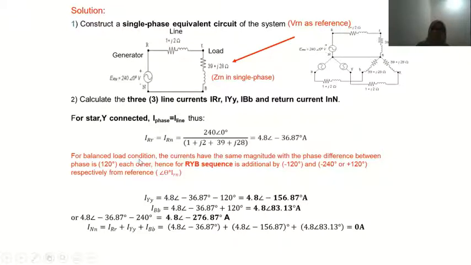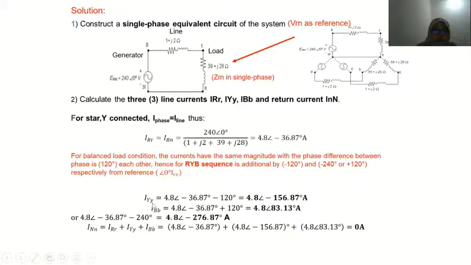Since the condition is a balanced load condition, the currents have the same magnitude, with a phase difference of about 120 degrees between each other. Since we follow the RYB sequence, you just need to add minus 120 degrees or minus 240 degrees or plus 120 degrees respectively from your reference, which is the angle at IRN.